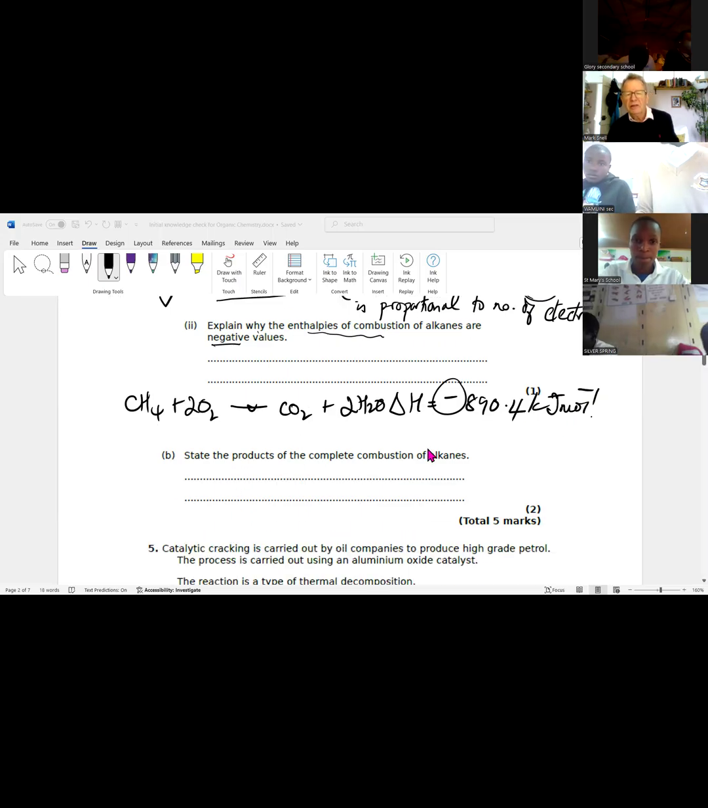State the product of complete combustion of alkanes. There it is: carbon dioxide and water.